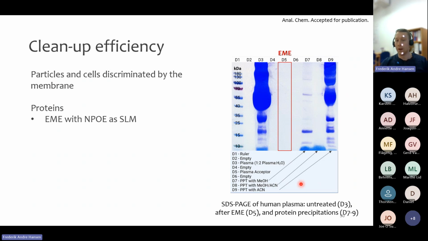precipitation methods. This was actually a little bit surprising to me, especially D9, which is protein precipitation with acetonitrile, which I think for many people is their go-to method. And as you can see here, you actually have a lot of protein left after this. So if you have a few hundred samples of this injected, I can imagine why people's columns do not last very long. But fortunately, we do not have that problem with EME.